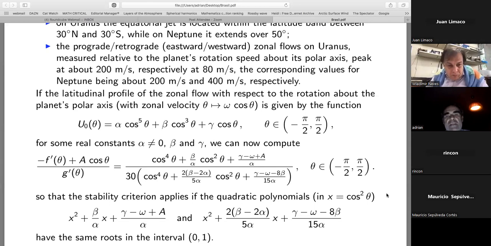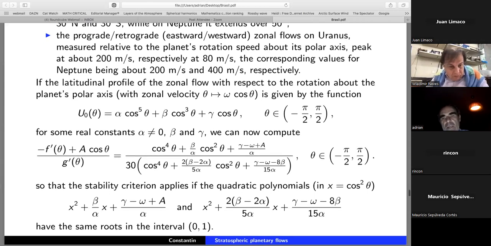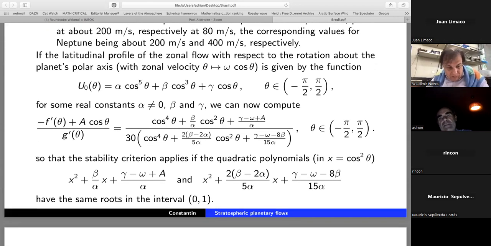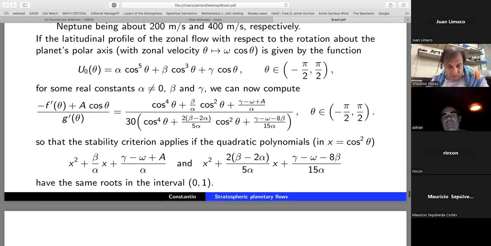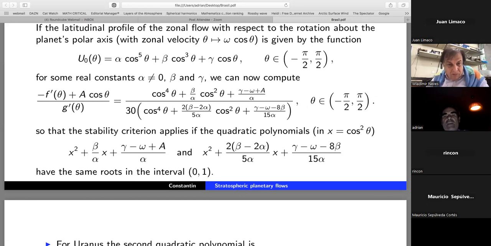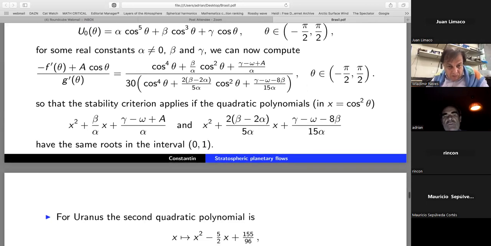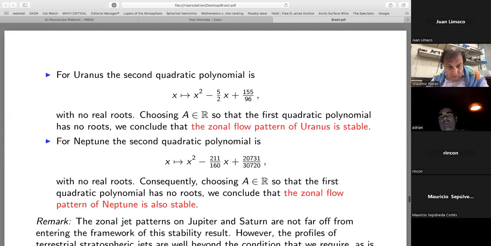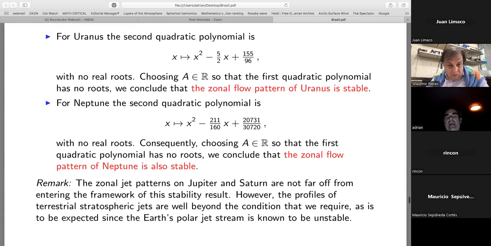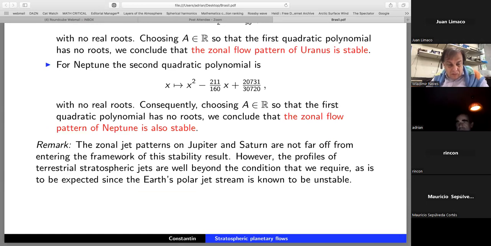If you compute this expression, I need to show that this expression is bigger than epsilon. This applies if these two polynomials here in cosine squared have the same roots. For Uranus this is the second, for Neptune it is this, and they are stable. So this slight improvement of Arnold's approach gives the stability on Uranus and Neptune. It doesn't work for Jupiter and Saturn.